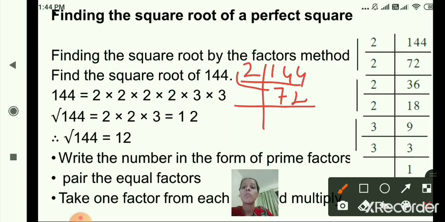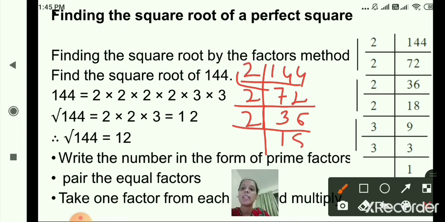Now 72 is divisible by which number? Again it is divisible by 2, so here it is 36. 72 divided by 2 is 36. Now 36 is divisible by which number? Again 2. 2 18s are 36, or 36 divided by 2 is 18. Now again 2, here it is 9. 2 9s are 18. Now here we will not write down 2.